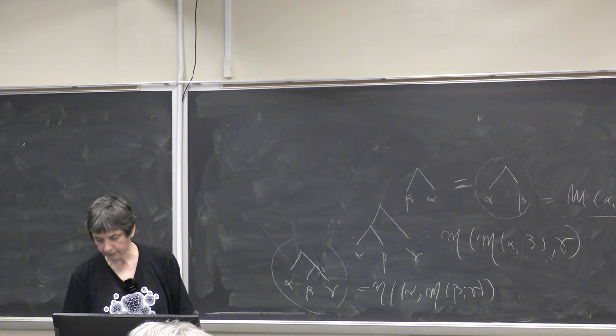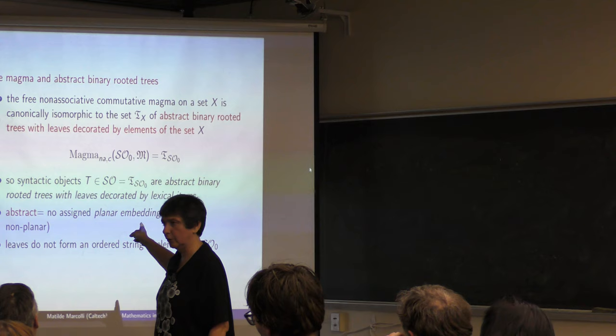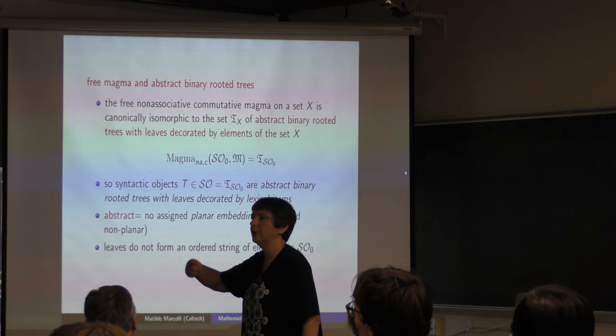Sorry, I have another question. When you talk about this free thing, are you thinking of M(α,β) as a new kind of symbol? Yeah, it's a new element. I'm not saying that this M is an operation on SO0. M is an operation on what I call SO, and I'm just saying that SO0 is sufficient to generate under that operation.